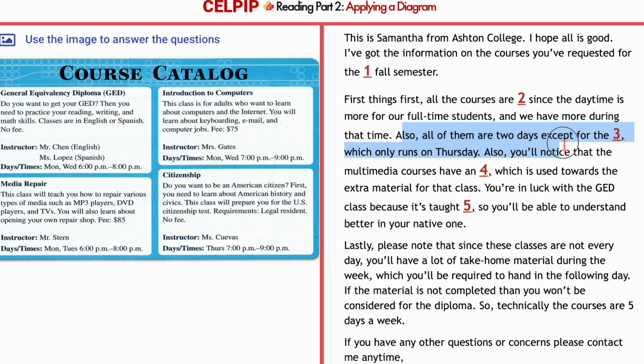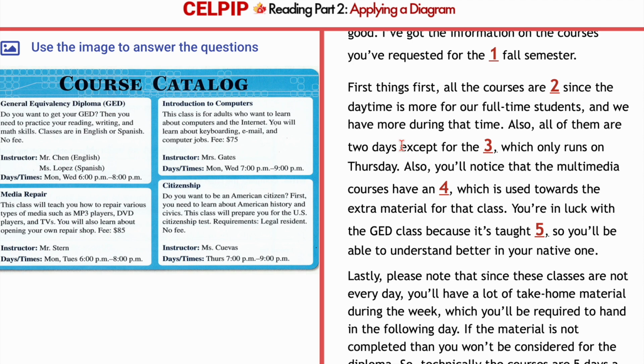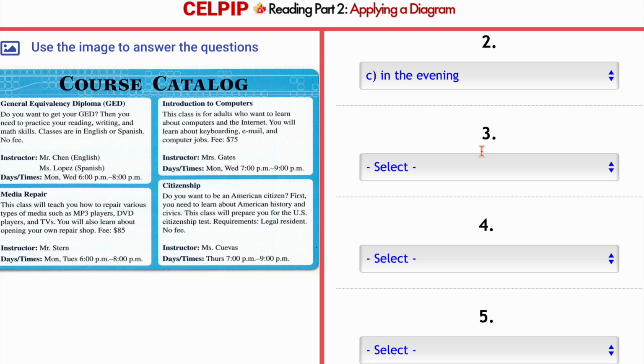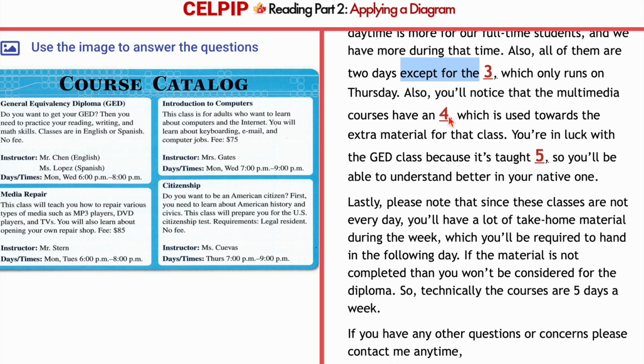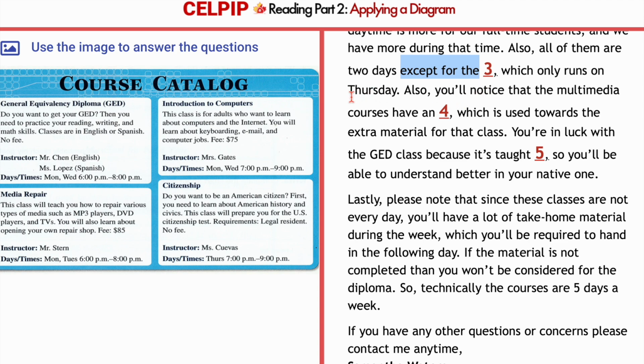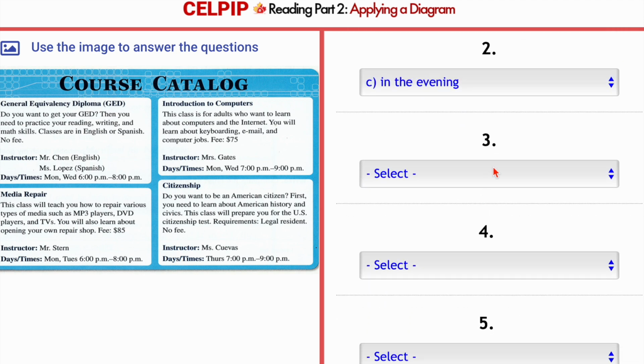Also, all of them are 2 days except for the 3, which only runs on Thursday. So we really need to understand each sentence. Except for means not including. GED, media, computer. So it says that course only runs on Thursday. Thursday, Monday. So the citizenship class.